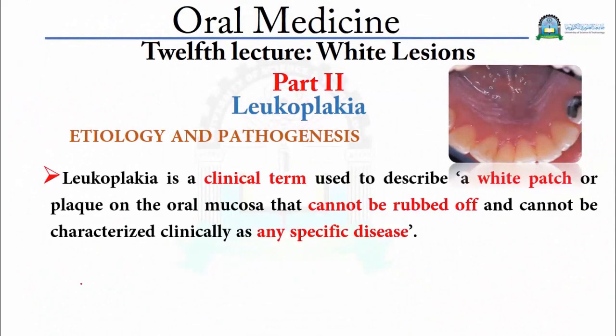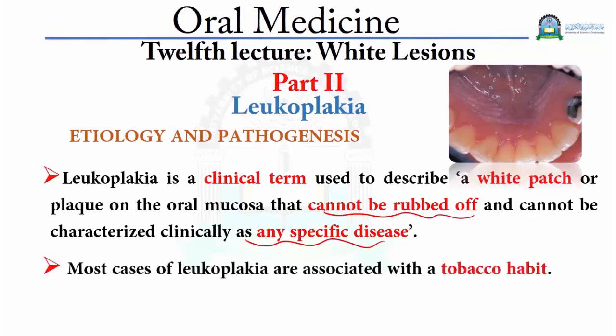Leukoplakia. Leukoplakia, as we know, is a clinical term used to describe a white patch or plaque on the oral mucosa that cannot be rubbed off, and we can't characterize this clinical lesion as any specific disease. So we will call it a leukoplakia.